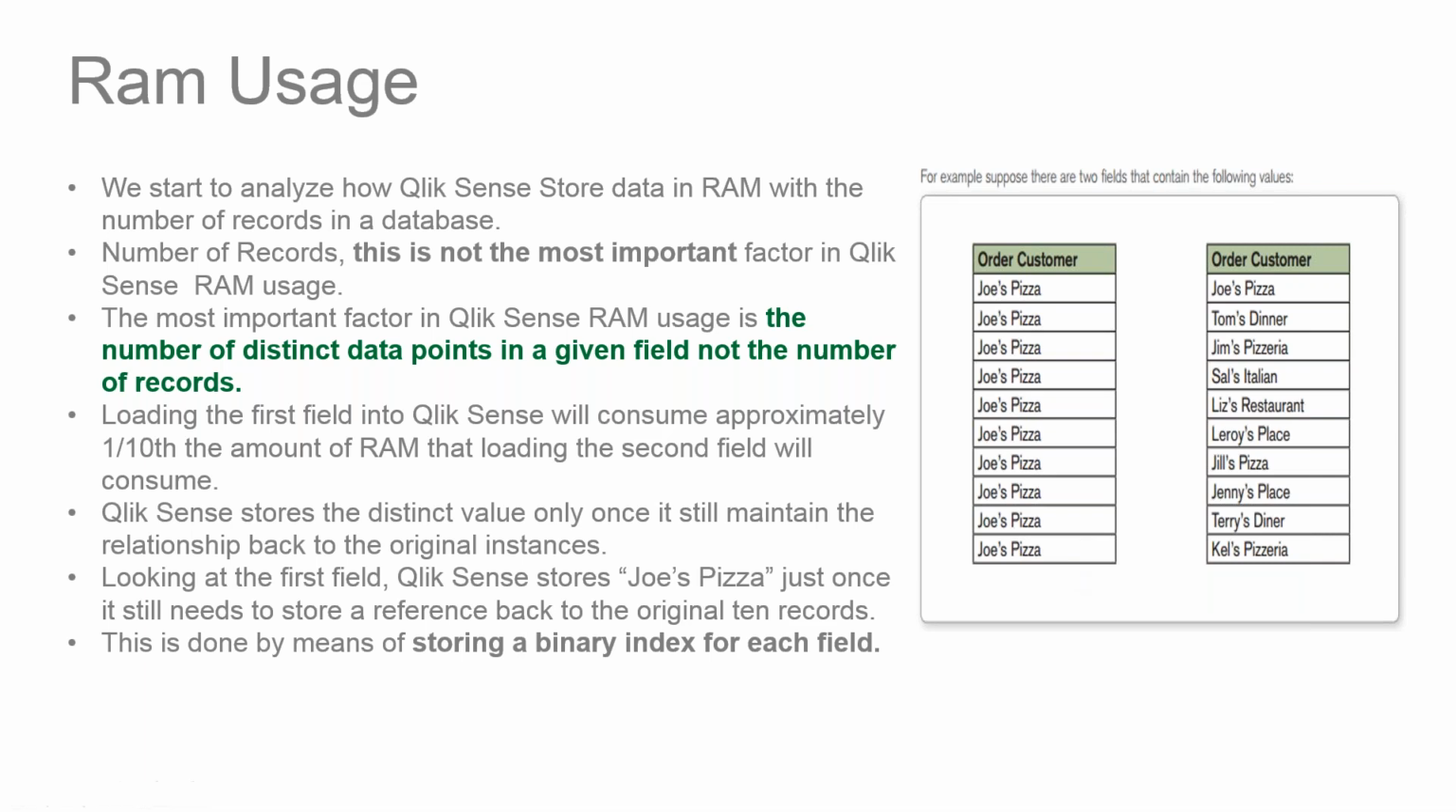That number or string would be converted into binary format, because binary consumes less space than a string, alphanumeric value or number. So what Qlik tries to do is work on the RAM usage. The most important factor in Qlik Sense RAM usage is the number of distinct data points in a given field, not the number of records.